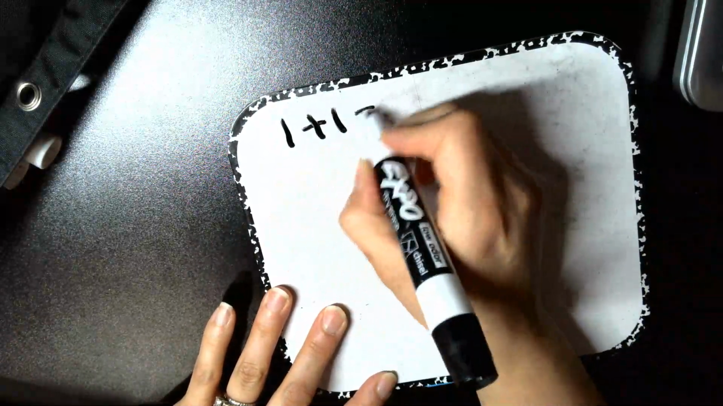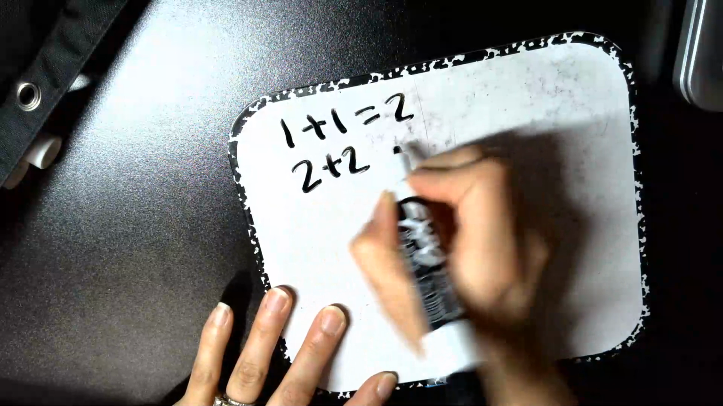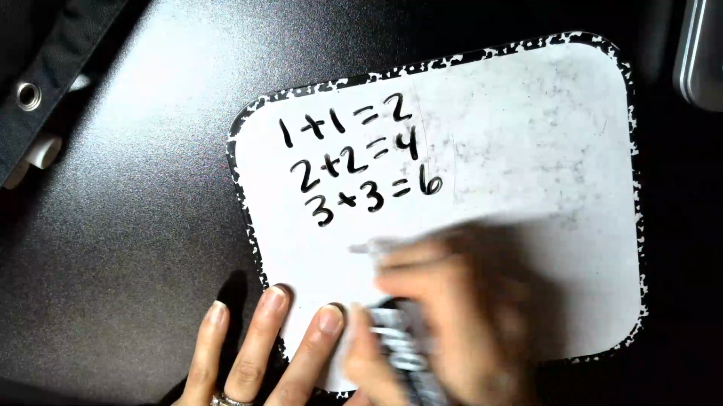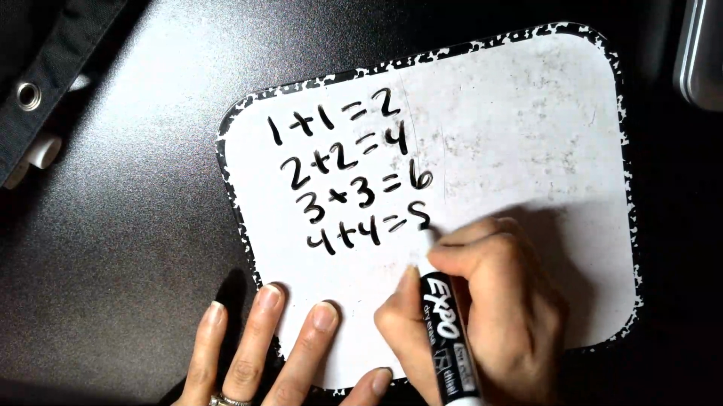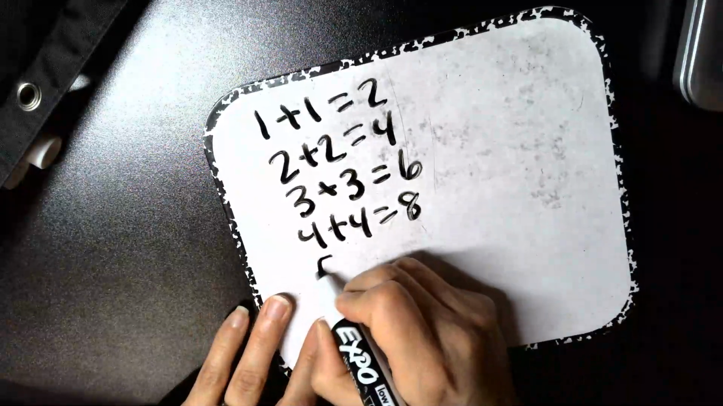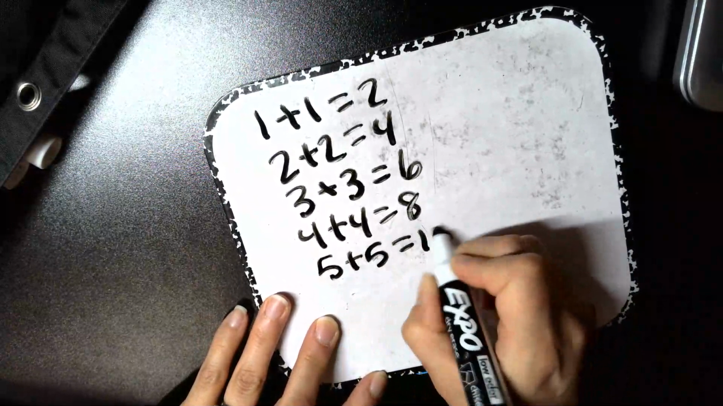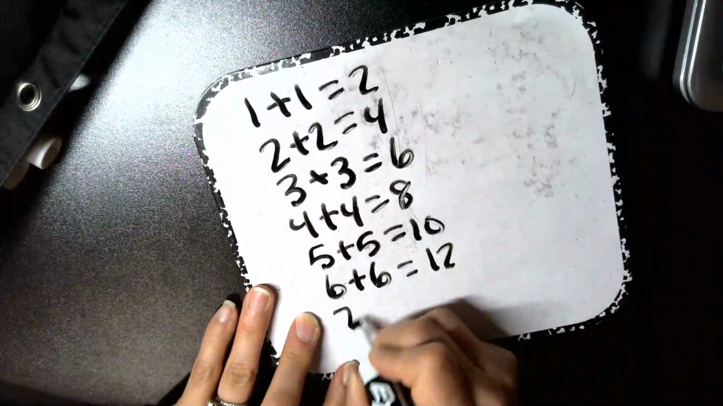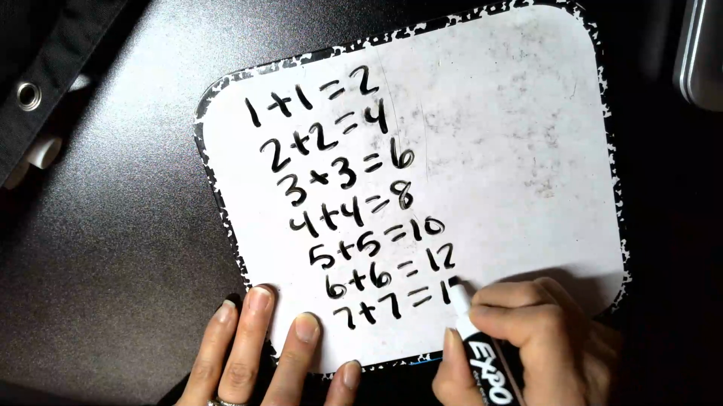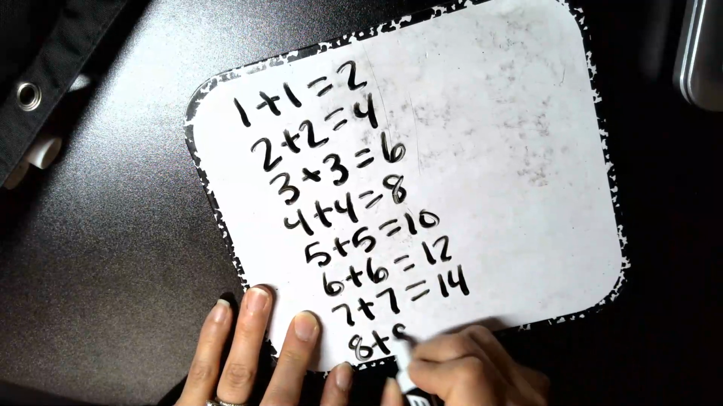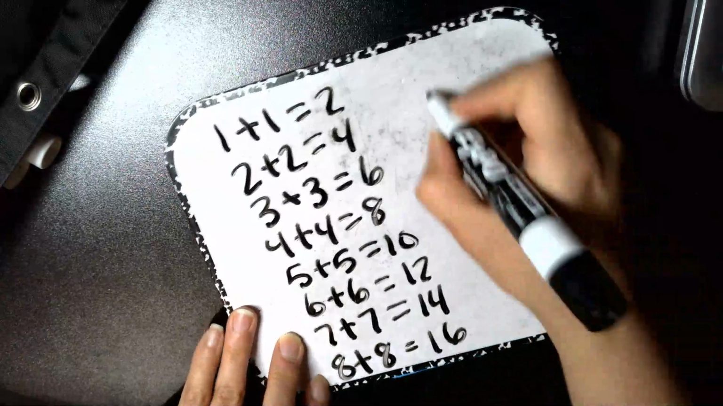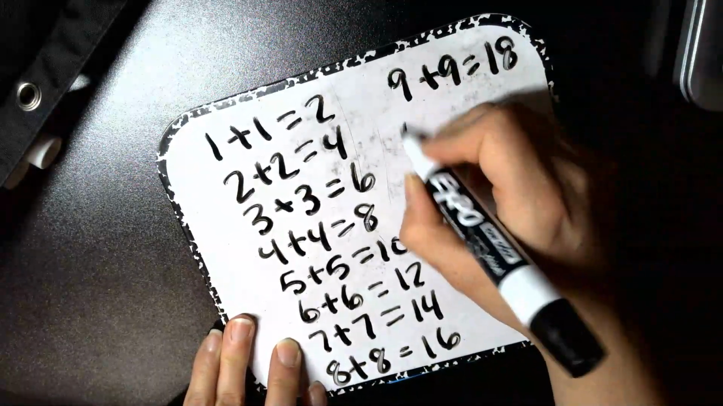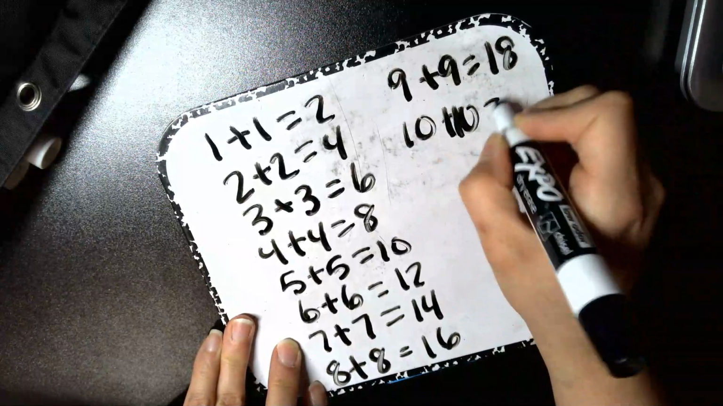1 plus 1 is 2. 2 plus 2 is 4. 3 plus 3 is 6. 4 plus 4 is 8. 5 plus 5 is 10. 6 plus 6 is 12. 7 plus 7 is 14. 8 plus 8 is 16. 9 plus 9 is 18. And 10 plus 10 equals 20.